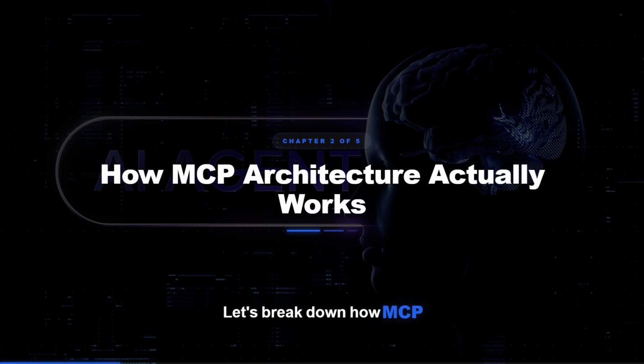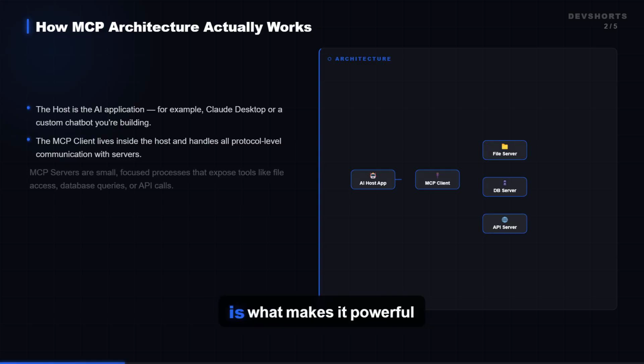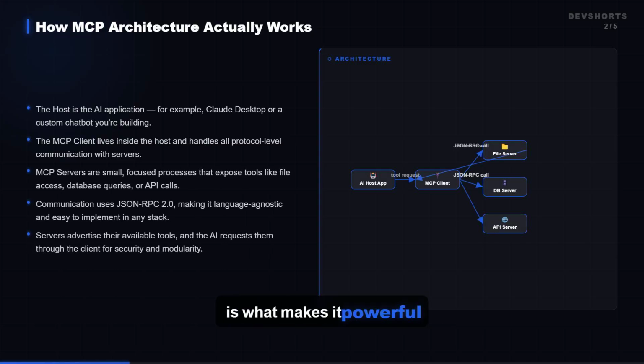Let's break down how MCP is structured, because the architecture is what makes it powerful. MCP follows a client-server model with three main actors. First, you have the host. That's your AI application, like a chatbot or an IDE plugin. Second, there's the MCP client, which lives inside the host and manages the protocol communication. Third, you have MCP servers, lightweight processes that expose specific capabilities like reading a local file system, querying a PostgreSQL database, or calling a weather API.